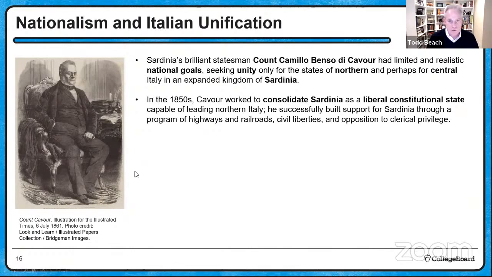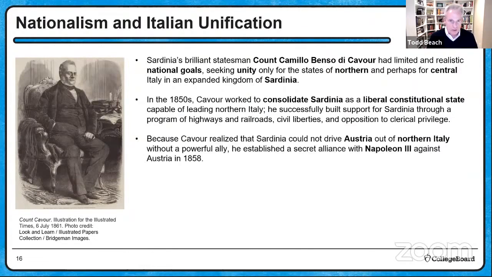In the 1850s, he works to consolidate Sardinia as a liberal constitutional state. So he's thinking constitutional monarchy, capable of leading northern Italy, and he successfully builds support for Sardinia through a program of highways, railroads, civil liberties, opposition to clerical privilege, everything that's going to appeal to northern Italy. He realized that Sardinia cannot drive Austria out of northern Italy. Austria occupies northern Italy. And so how do we get them out? He can't do it by himself, but he needs an ally.